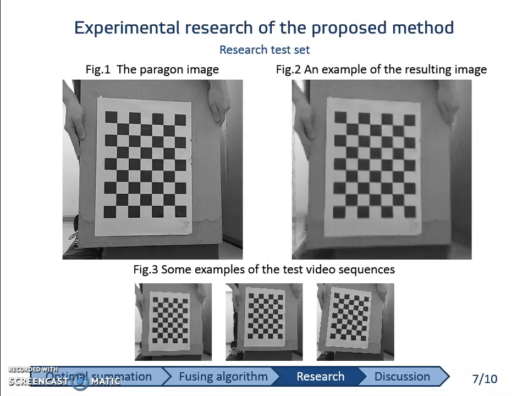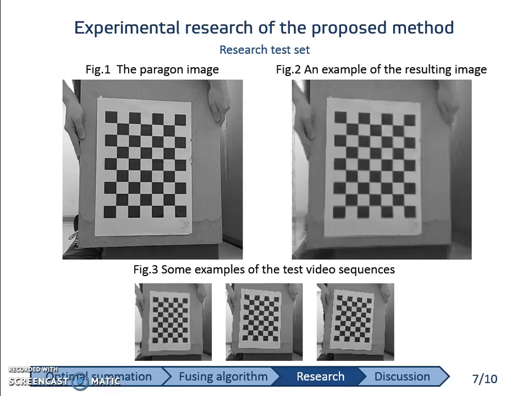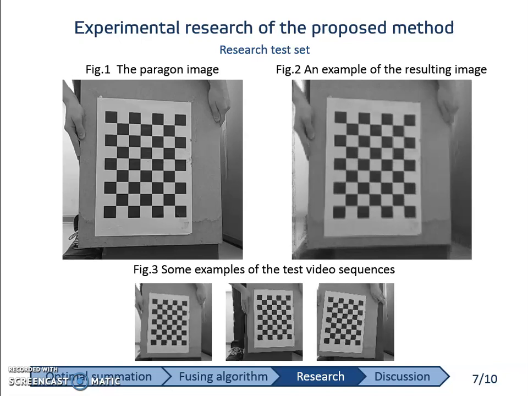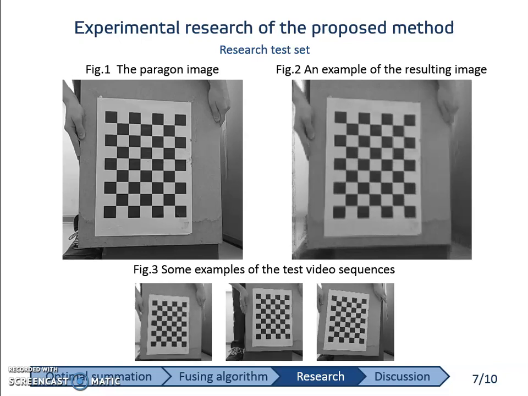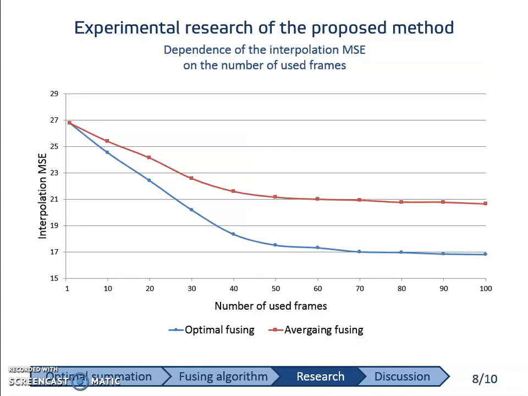As you can see here on the slide, the reference image is presented of the results of the proposed method, and at the bottom of the slide you can see some test video sequences. On this slide, the dependence of mean squared error on the number of test frames used to reconstruct the initial image is shown. As you can see, the use of the proposed weighted algorithm resulted in a significantly lower error.